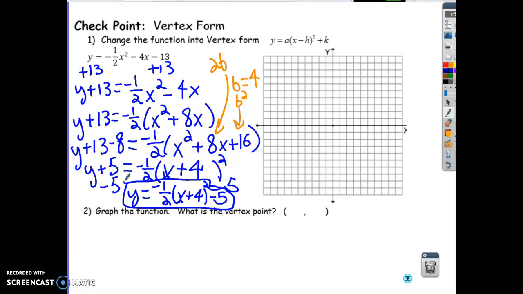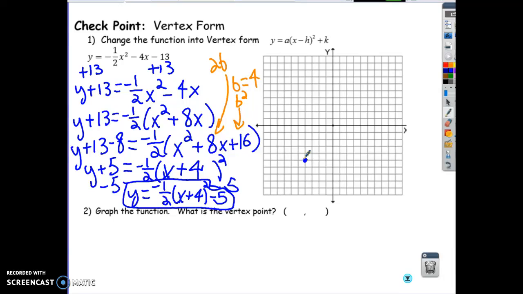So now if we were to graph this, we're going to start with our first point at negative 4, negative 5. We get this from the positive 4 on the inside and the negative 5 on the outside. So our point goes right there.